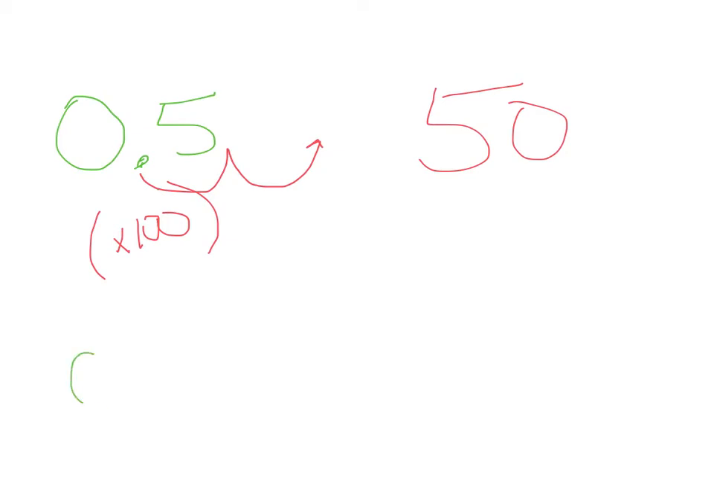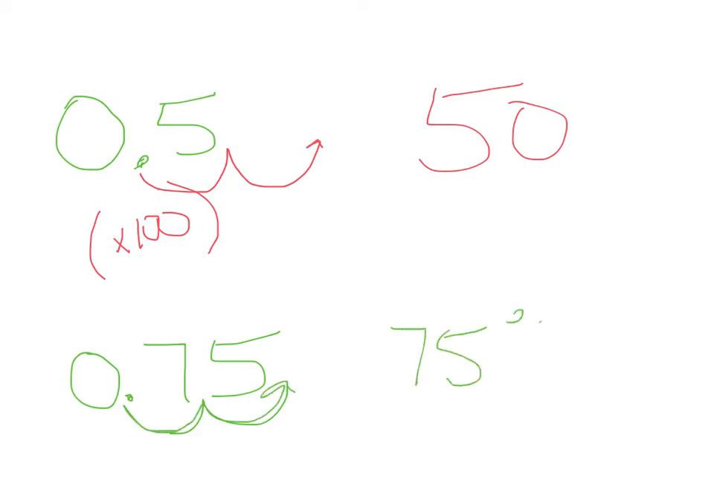If I have 0.75, multiplying that by 100 is the same thing as moving our decimal 2 places to the right. I don't know why this won't write for me today. 2 places to the right, which turns it into 75%. Decimal to percent, all you have to know is moving your decimal 2 places to the right. That's it, no matter what your decimal is.